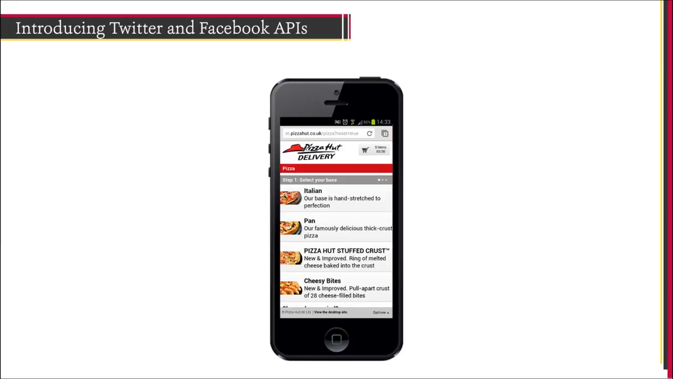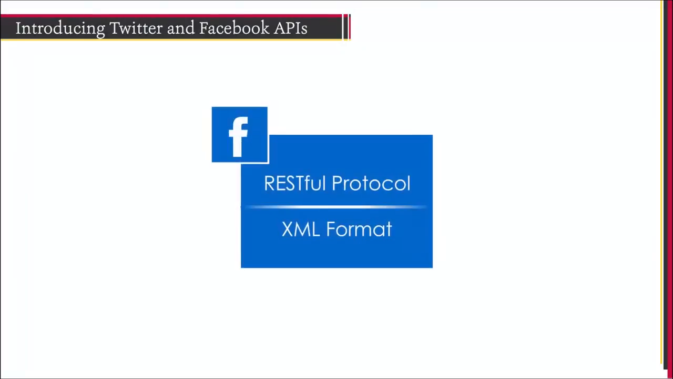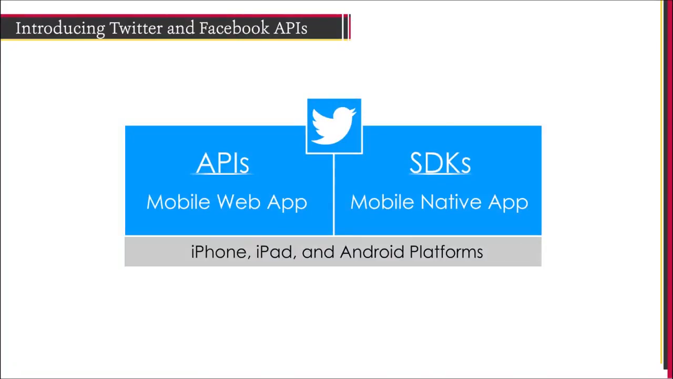The Facebook and Twitter APIs are platforms for developing applications available to the users of the social networks. The Facebook API uses RESTful protocol and responses are localized and in XML format. From the mobile perspective, the Twitter platform supports APIs for mobile web applications and mobile SDKs for native mobile applications for iPhone, iPad, and Android platforms.